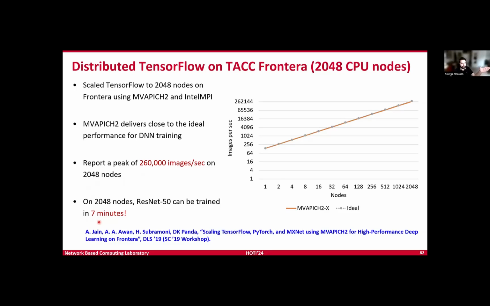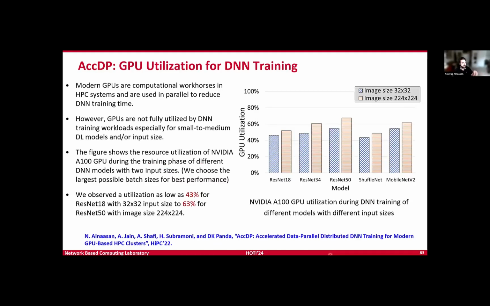On this scale, we were able to train it in only 7 minutes. So again, the entire model on the entire data set. And this was published back in 2019. If you're interested in more details, you can find this paper online.